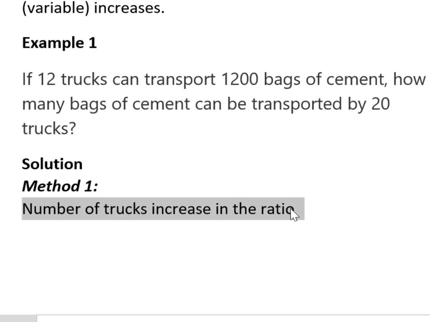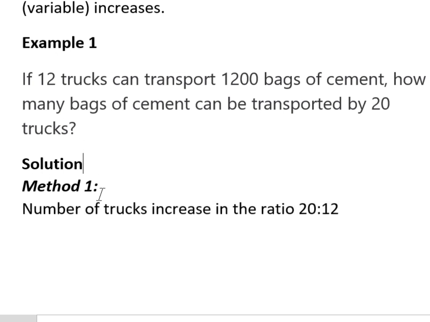How do we write the ratio here? We always take the new figure to ratio the old figure. So in this case, the new figure representing the number of trucks is 20. So it will be that the number of trucks have increased in the ratio 20 to 12. The new number of trucks ratio the old number of trucks.